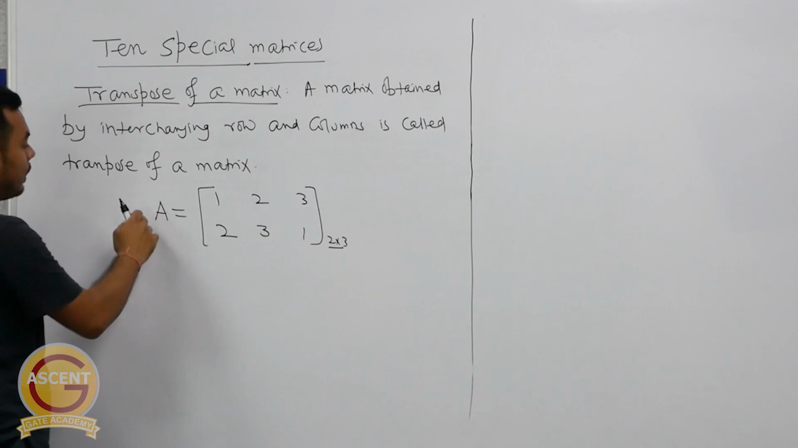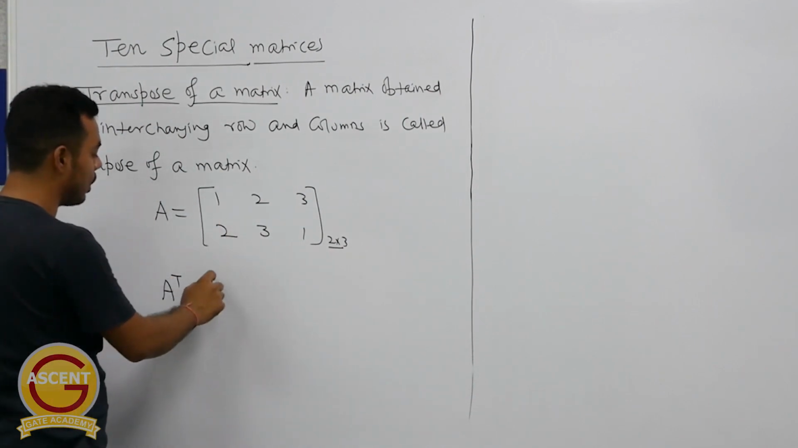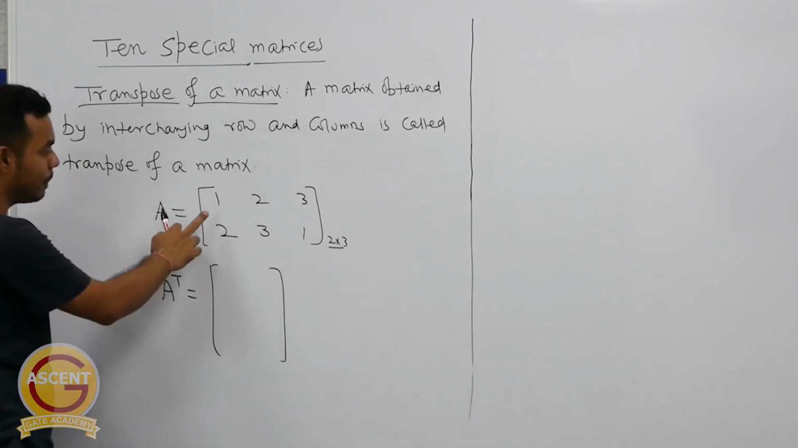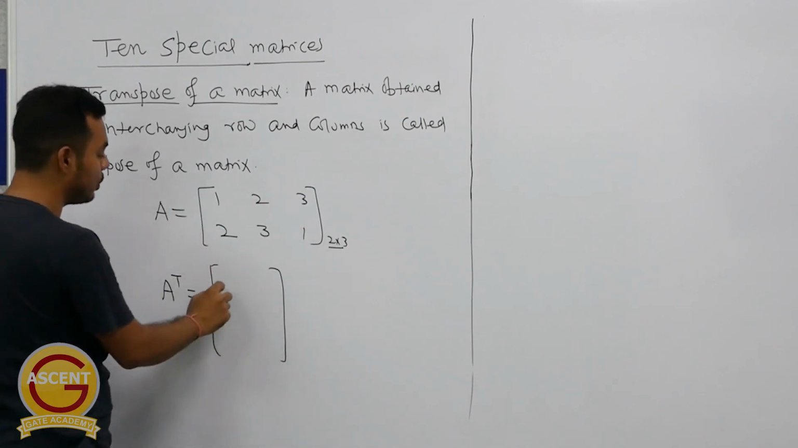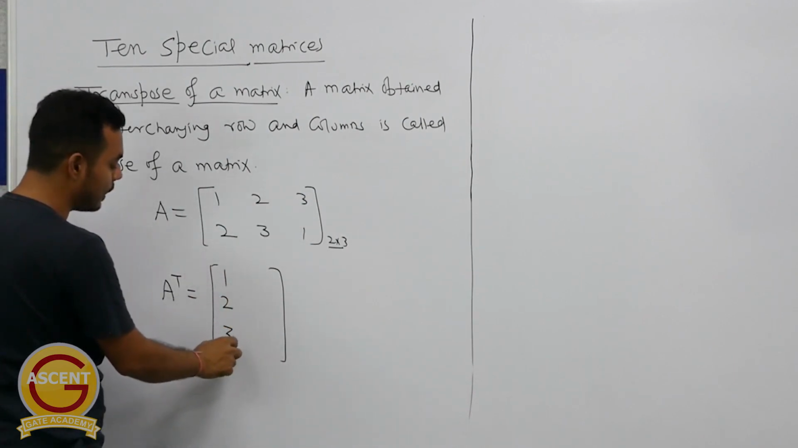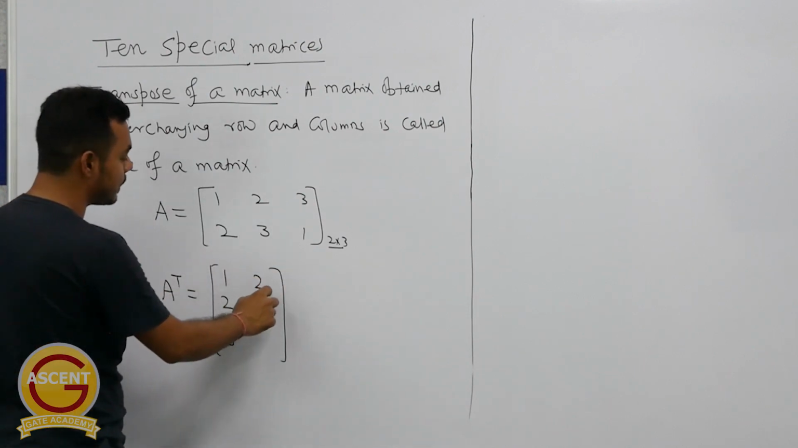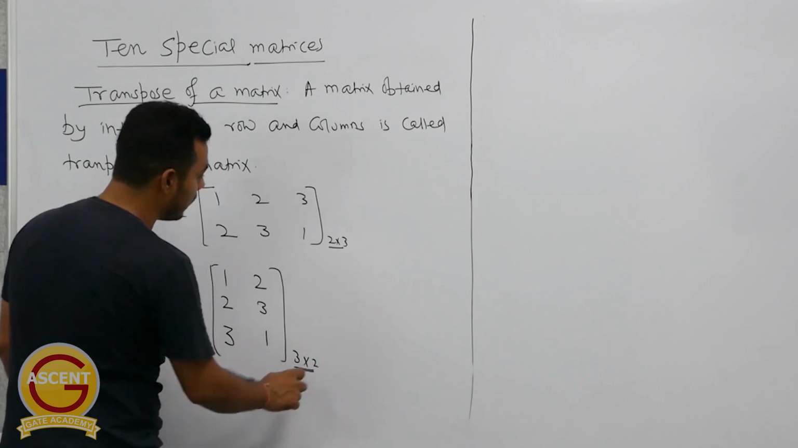Now if I want to calculate A transpose, then we can simply change its rows into columns. So A transpose will be a matrix in which the first row of matrix A will become the first column of A transpose. The first row is 1, 2, 3, so our first column for A transpose will be 1, 2, 3. Second row is 2, 3, 1, so this will become the second column 2, 3, 1. And the order of this matrix will be 3 into 2.